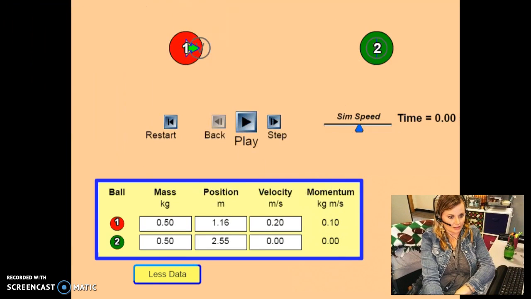Let me get my picture out of the way here. Excuse me.